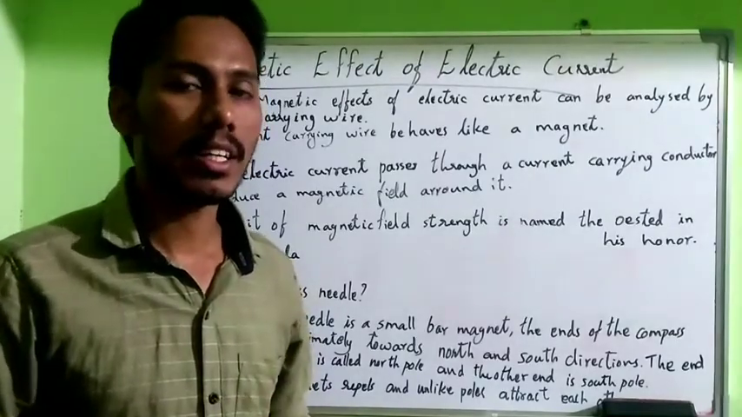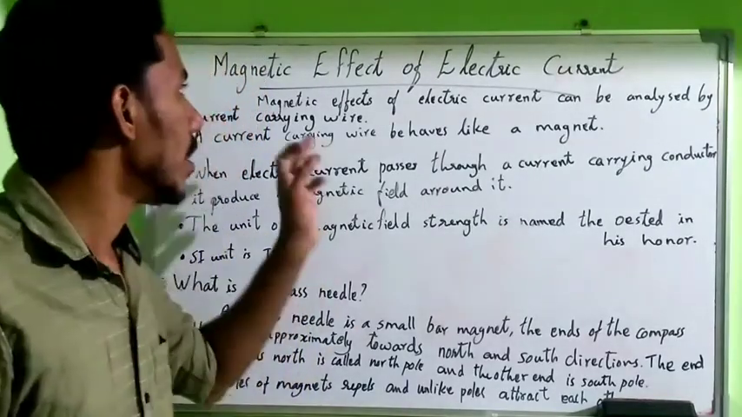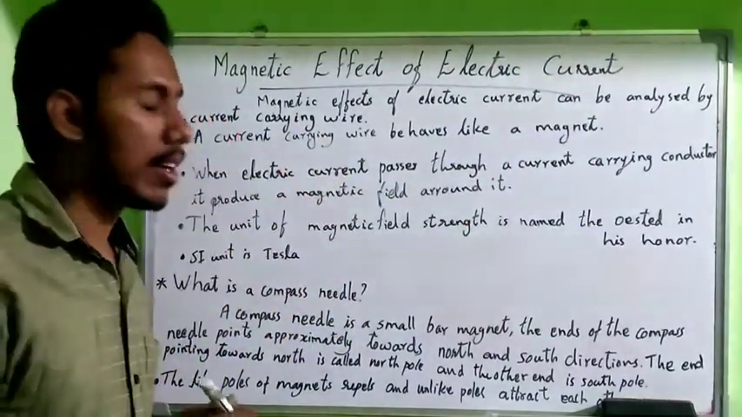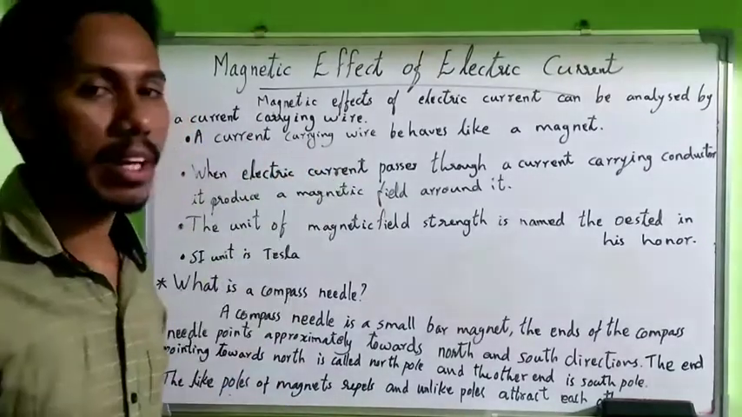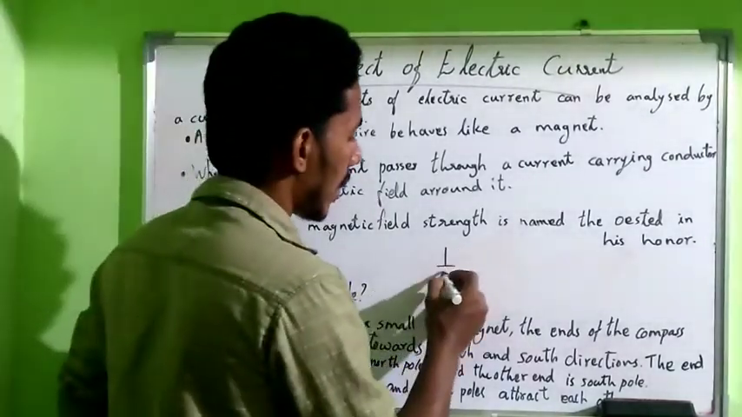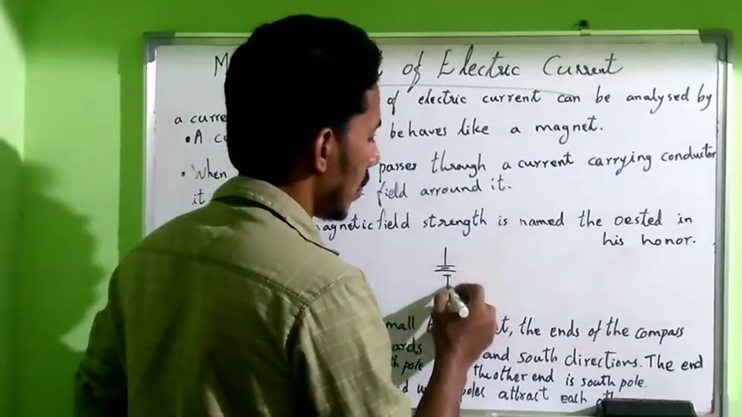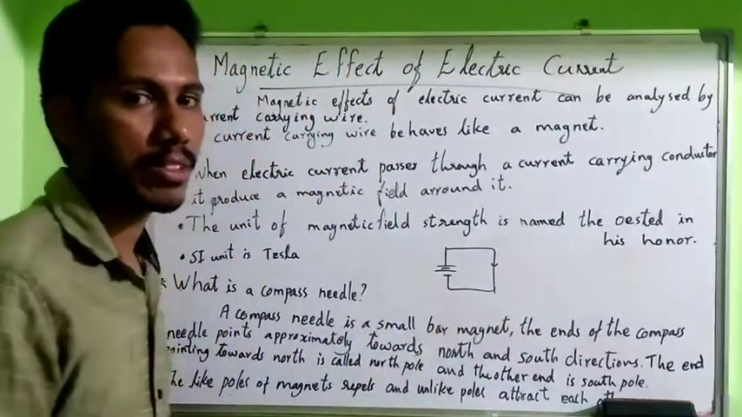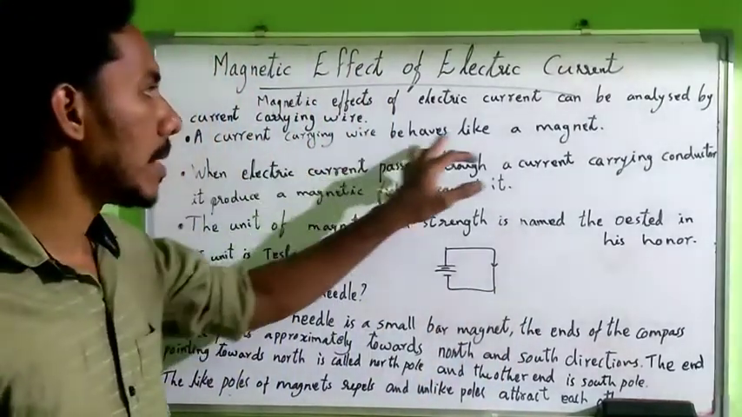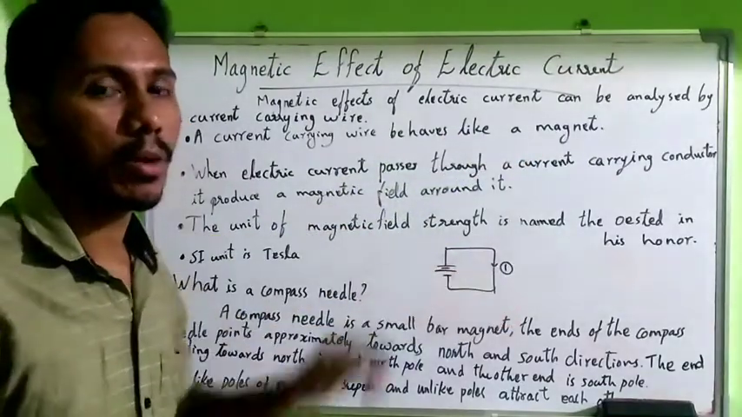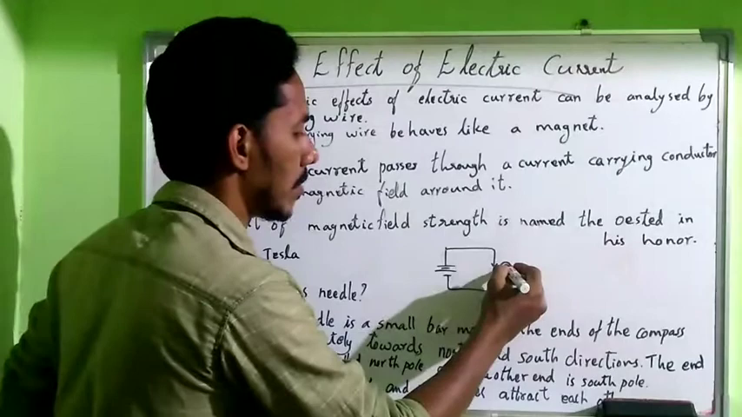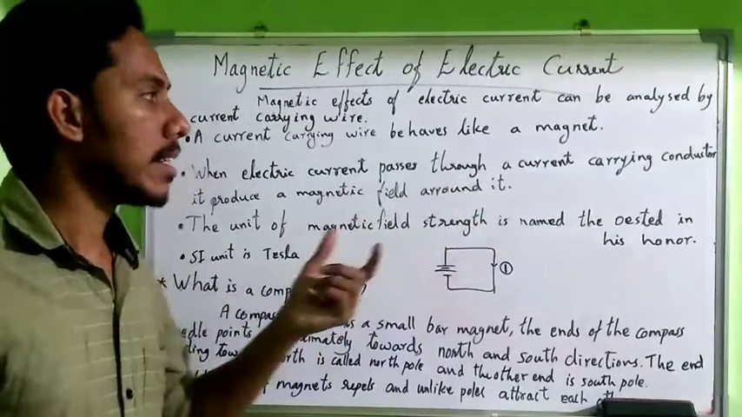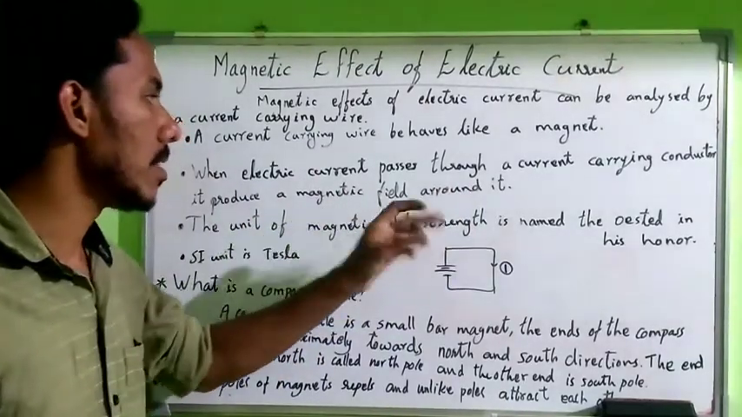A current carrying conductor can produce a magnetic effect. Magnetic effects of electric current can be analyzed by a current carrying wire. A current carrying wire behaves like a magnet. Take a wire and connect it with a battery, then it can produce a magnetic effect around it. That is why the compass needle got deflected. When electric current passes through a conductor, it produces a magnetic field around it.